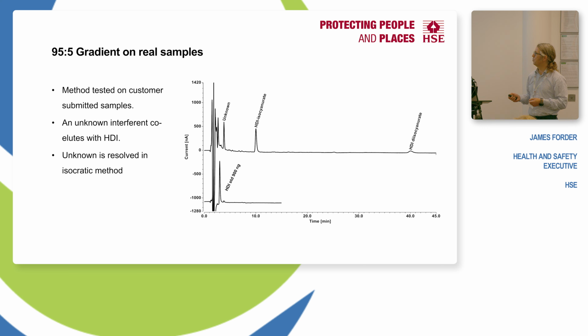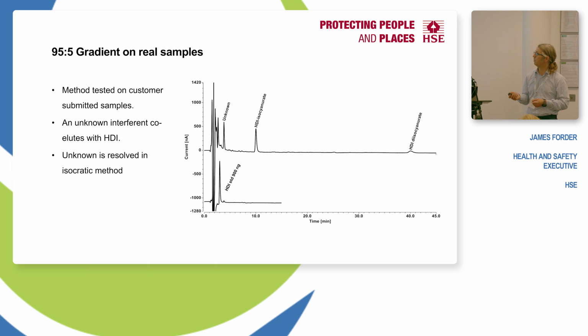Then I tried it on real samples, just because I had some from a customer. Real samples are always different to mock samples. This is the isocratic method, and you can see there's an unknown in the samples. This is the standard, well resolved in the isocratic method. But in the gradient method, the unknown co-eluted with HDI, so I decided to go back to the drawing board.